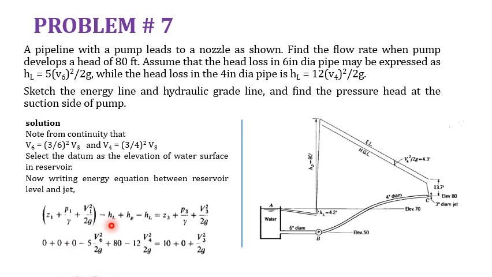And the head loss in the 6 inches pipe, it was given, it is 5 times its velocity head, so 5 V6 square over 2G. The energy imparted by the pump, it is 80 feet, it is given. And head loss in the 4 inches pipe, this is given as 12 times its velocity head, so 12 V4 square over 2G.